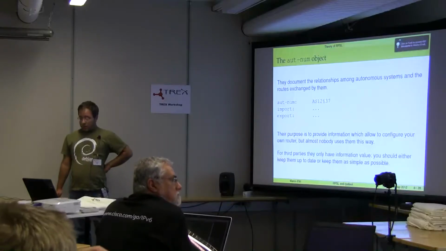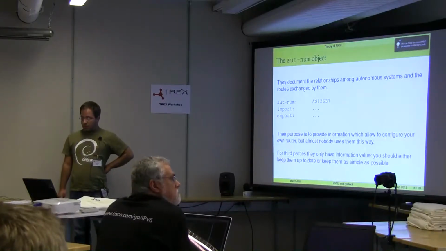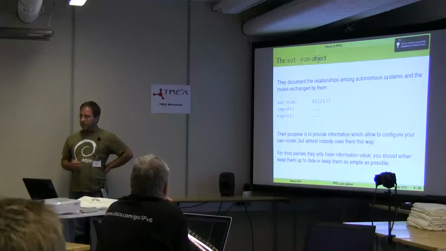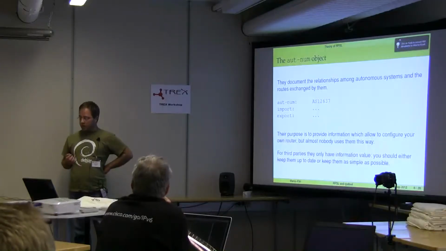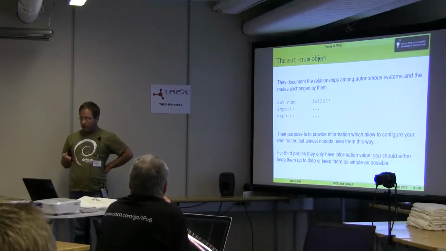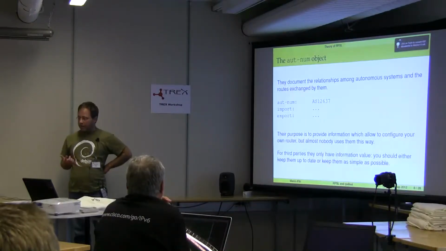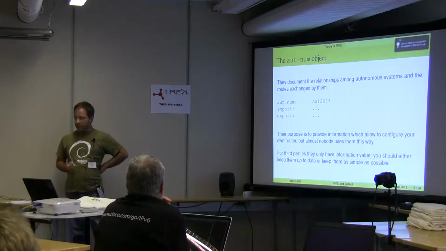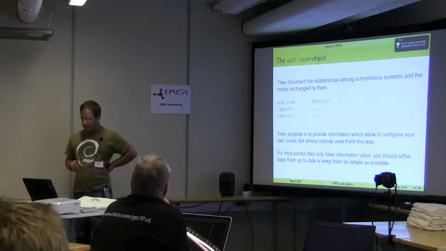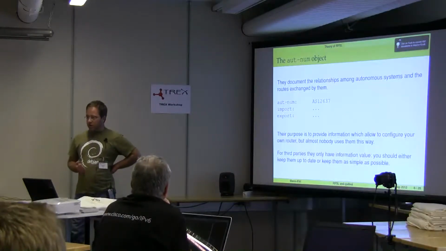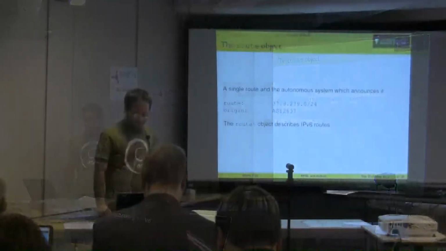The aut-num object can be useful either in this way or to document to third parties what are your peers, transits, and customers. You will ask yourself, why should I do this? And indeed, there is no good answer. There is no real point in trying to use RPSL this way.